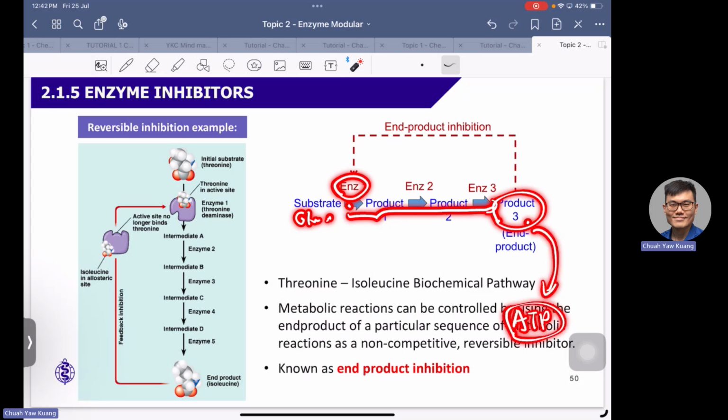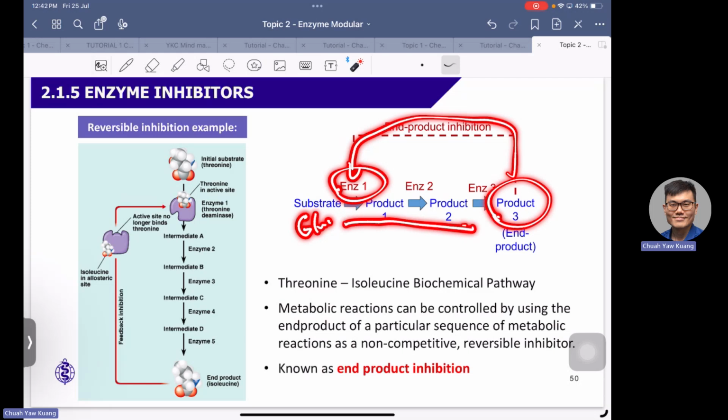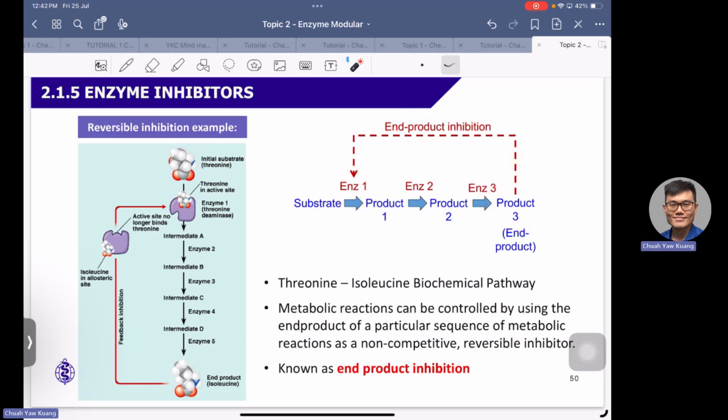So if, let's say, you don't need that much ATP, then it will stop here, right? So there will be accumulation of this end product. And this end product, when it accumulates, will go and inhibit enzyme 1. It will stop the glucose breakdown. With that, it slows down the whole reaction. So that's how your body controls the pace of the reaction.